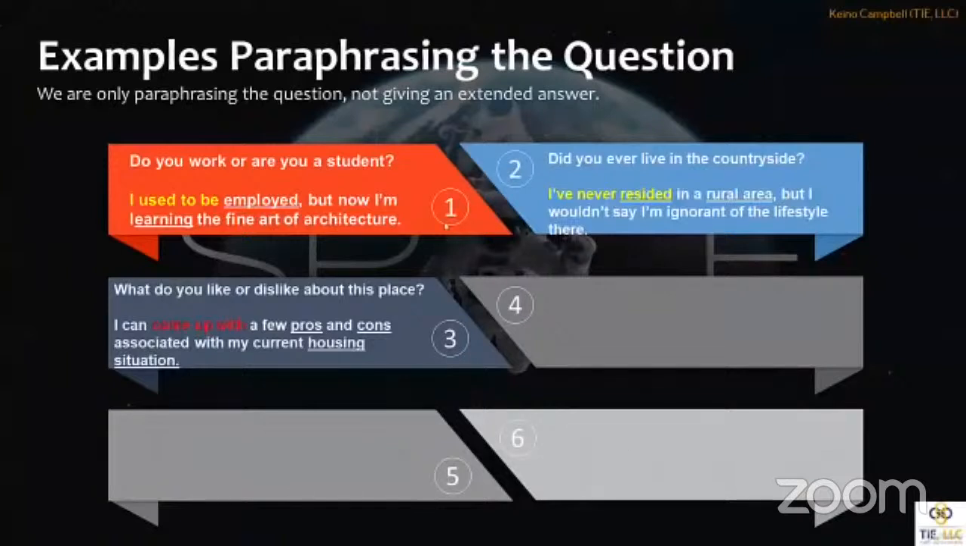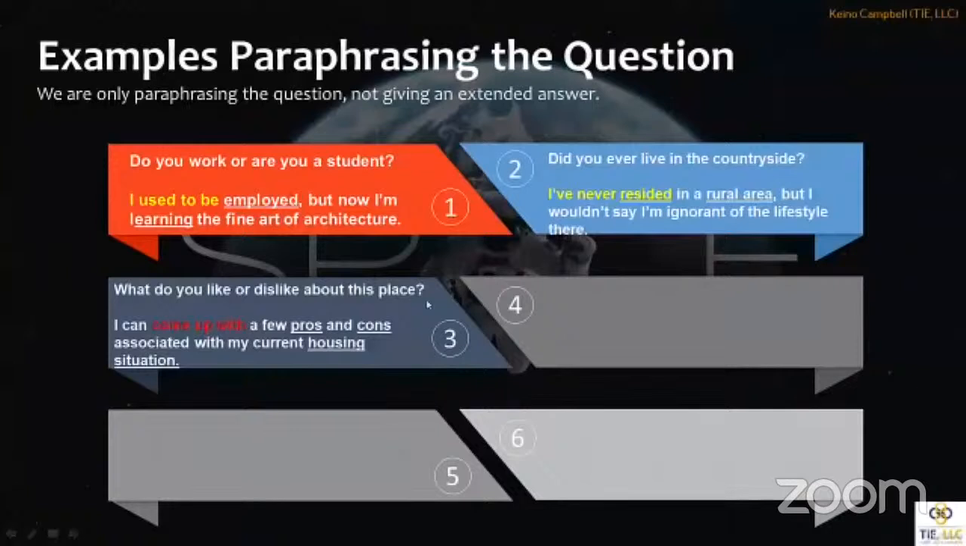So let's look at these 3. Work, employed. Learning, student. Used to be, really good fluency tool to be able to give a nice extended answer. Rural area, countryside. Resided, live. Lifestyles related to countryside and living also. Come up with. Using these kind of phrases is really great. The phrases like come up with are the kind of phrases, idiomatic language that they really, really like a lot. Pros and cons, like or dislike, housing situation, and place.